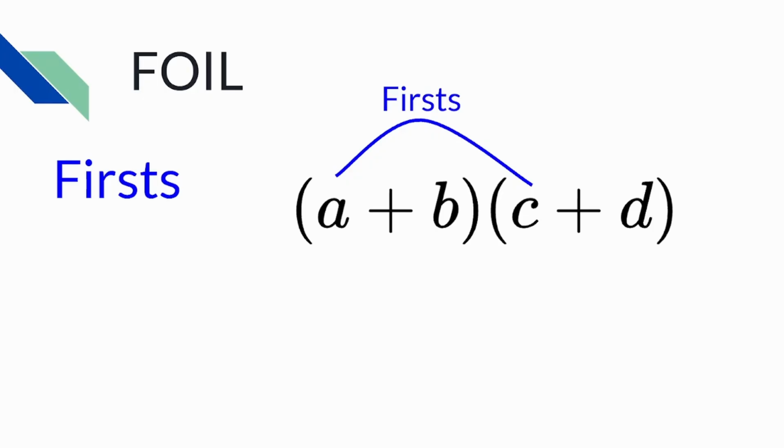Okay, so here's what FOIL is. We're going to add up four different products. Okay, so FOIL stands for firsts, outers, inners, and lasts. Okay, and the firsts are the first two variables in this slot here. Okay, so we're reading it from left to right like it's a sentence in English. The firsts, that's the product AC. So that's what we're going to add up first.